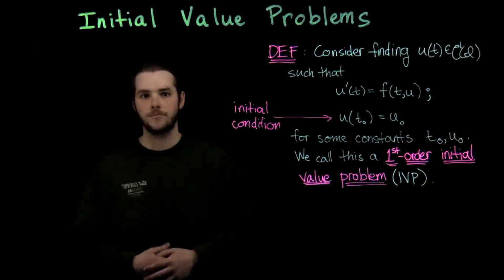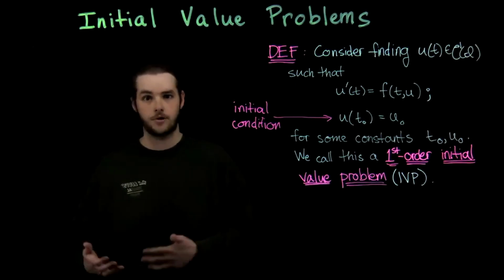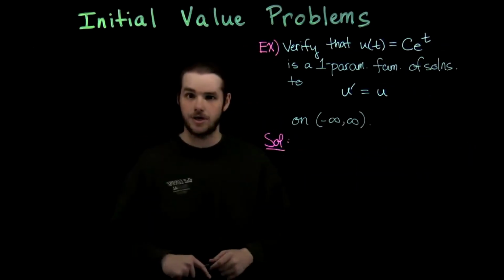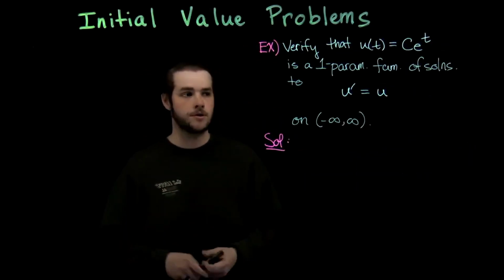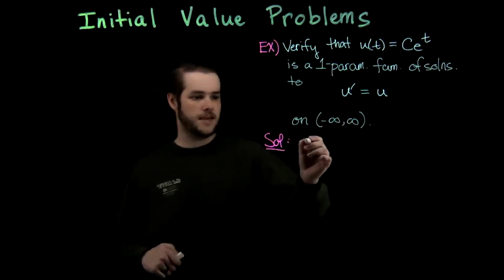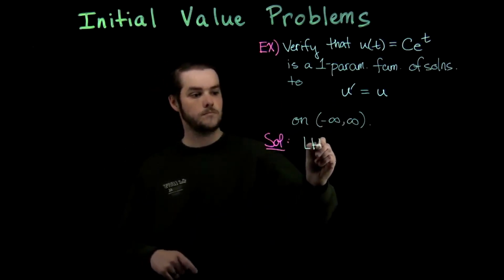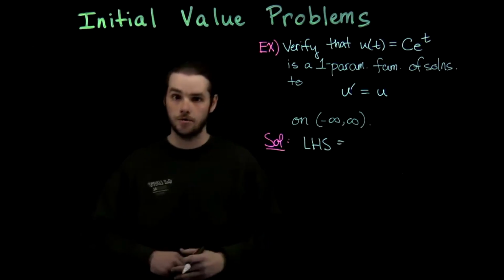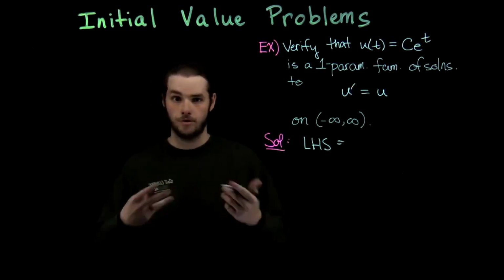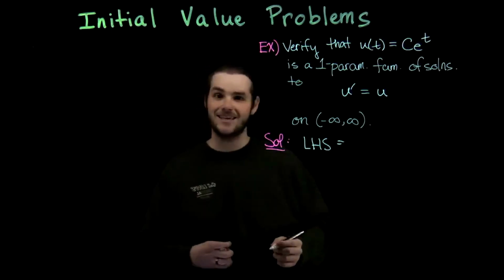I think it'll be a little bit easier to understand if we look at an example. So let's do that. Because I don't have an initial condition, this should be review. Let's give it a shot. I need to start from the left-hand side and show that I get the right-hand side. My solution, or the one I'm trying to verify anyway, is c e to the t.